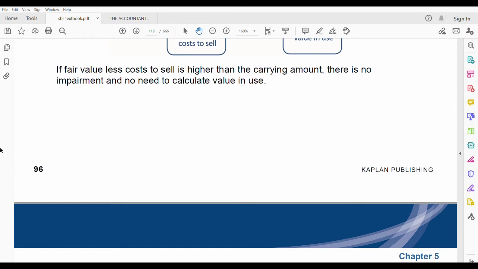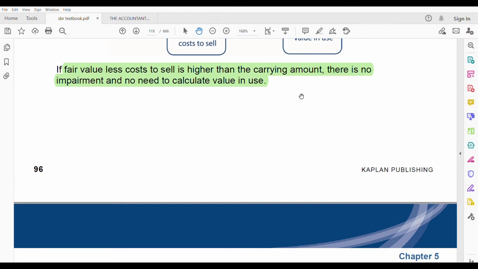If fair value less cost to sell is higher than the carrying amount, what happens? That means carrying amount is less, but you're deducting a higher amount. Recoverable amount is high. Then there is no impairment. There is no impairment and no need to calculate value in use.